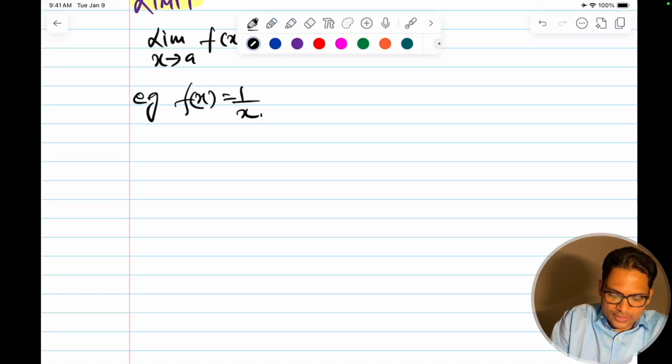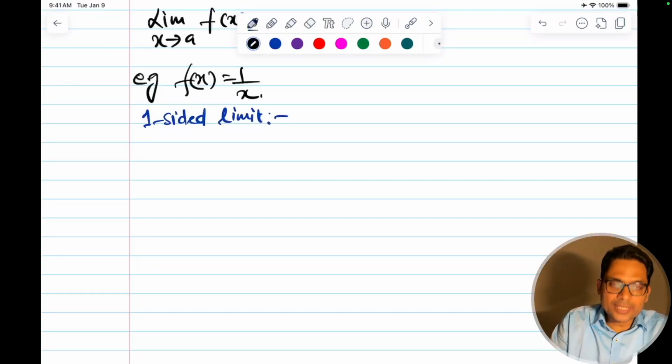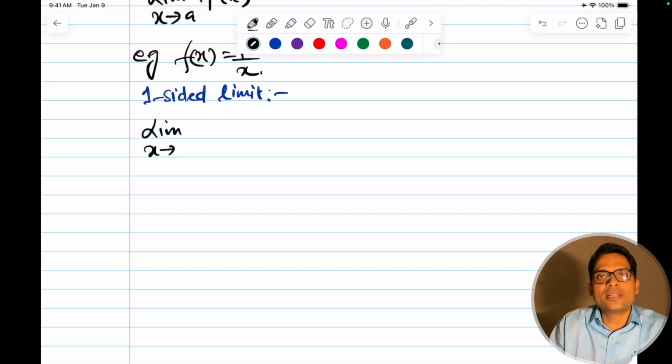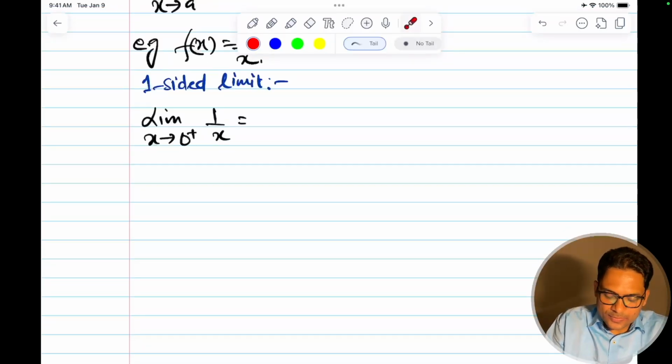There are one-sided limits and two-sided limits. I'll do the one-sided limit now, and then I will go to the two-sided limit. So what is a one-sided limit? I want to calculate the limit of 1 by x as x tends to 0. I will come to 0 from the positive side. What will be the value as I come to x from the positive side of 0?